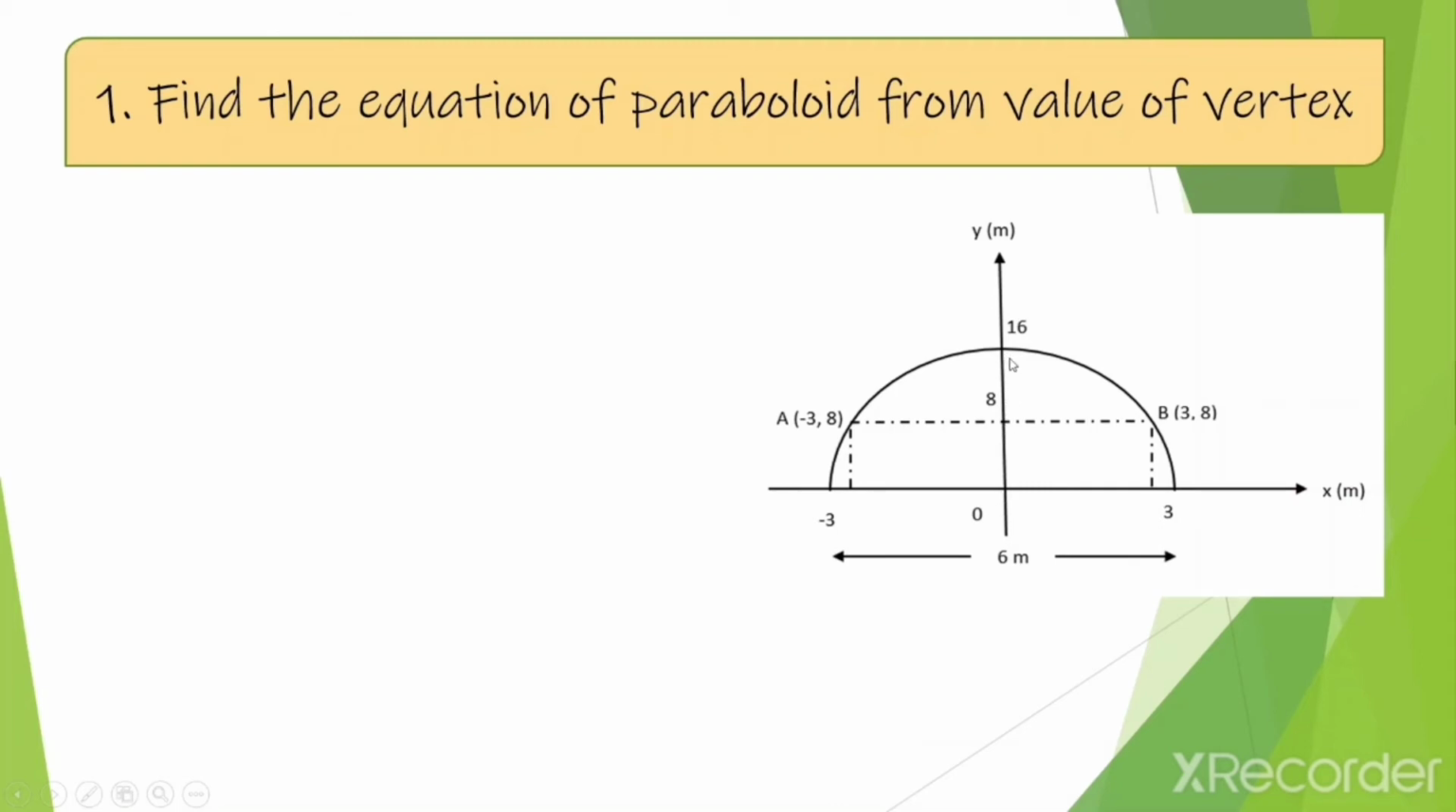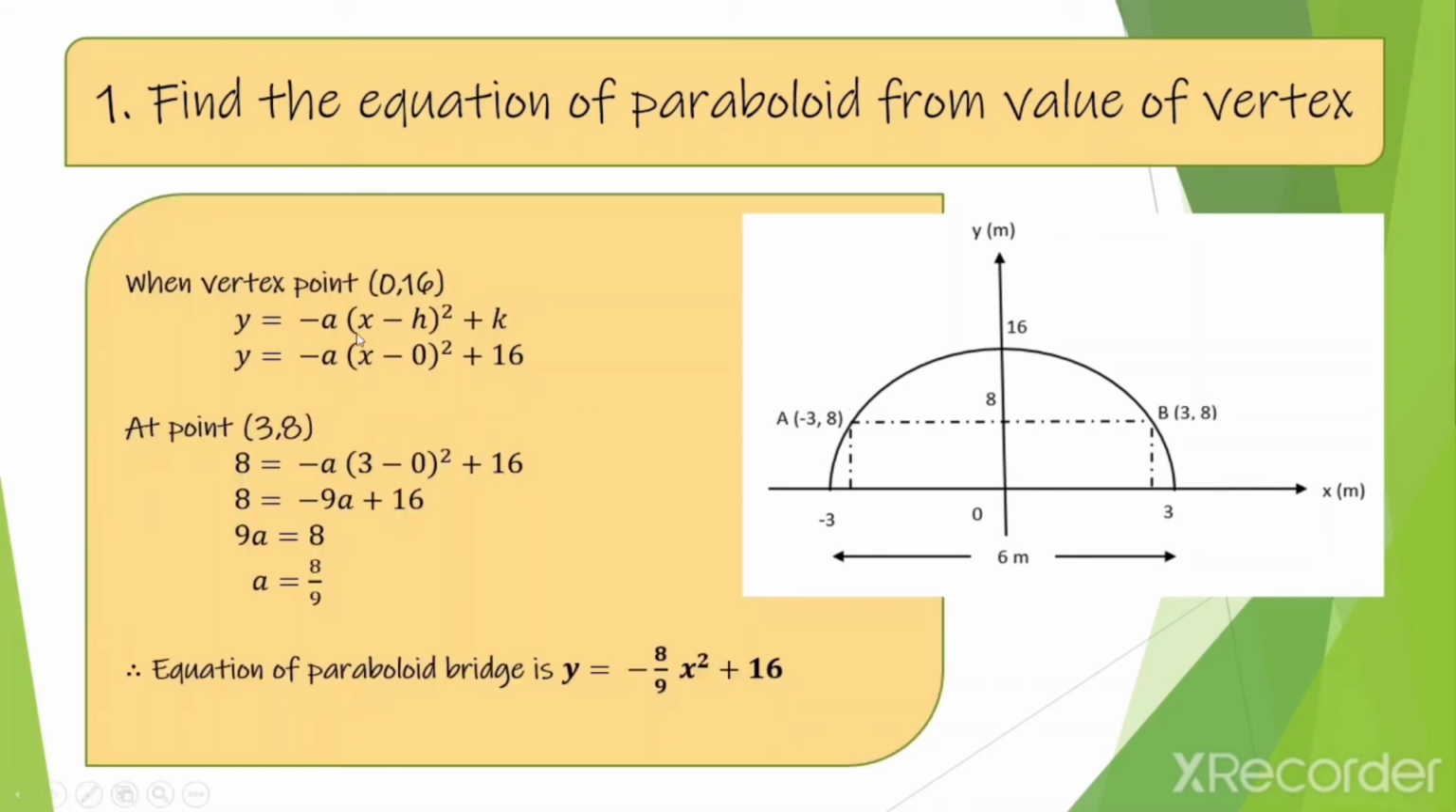The height of the bridge is 16 meters, and the width of the bridge is 6 meters. And we also have 2 points, point A and point B. First, substitute the vertex point (0, 16) into the parabolic equation, and then we get y equals negative a times (x minus 0) to the power of 2 plus 16.